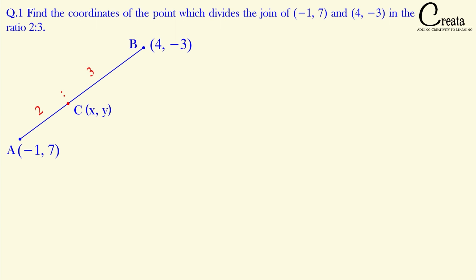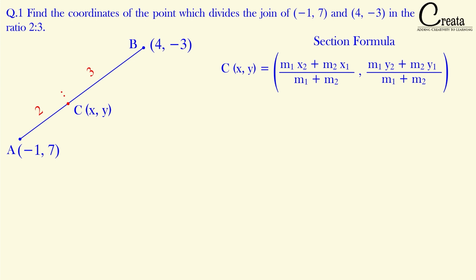Let's apply the section formula. This is the section formula through which we will get the coordinate of the point C, that is x and y. Here M1 and M2 are the ratio in which this point C is dividing the line segment AB. So M1 is to M2 is 2:3. M1 is 2 and M2 is 3. The coordinate of point A are x1, y1 and the coordinate of point B is x2, y2. So we got M1, M2, x1, x2, y1, y2.